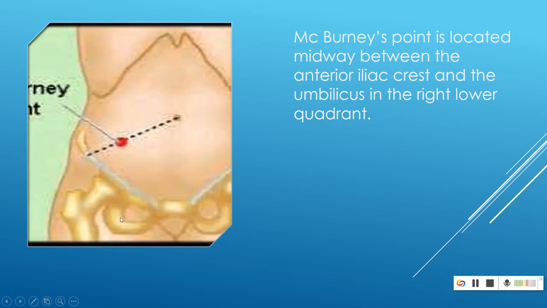Here's a picture of McBurney's point. It's located midway between the anterior iliac crest and the umbilicus in the right lower quadrant. Some evidence is coming out that we don't want to assess for rebound tenderness anymore, because as you press in on the appendix, you cause even more pressure to increase, and that can cause the appendix to rupture prematurely.